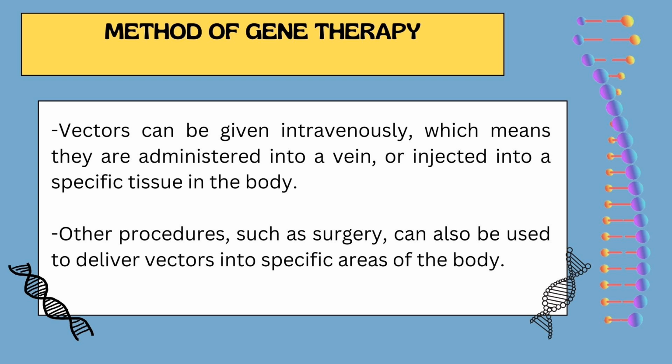Also, in one of the methods of gene therapy, vectors can be given intravenously, which means they are administered into a vein, or injected into a specific tissue in the body. Also, other procedures such as surgery can be used to deliver vectors into specific areas of the body.